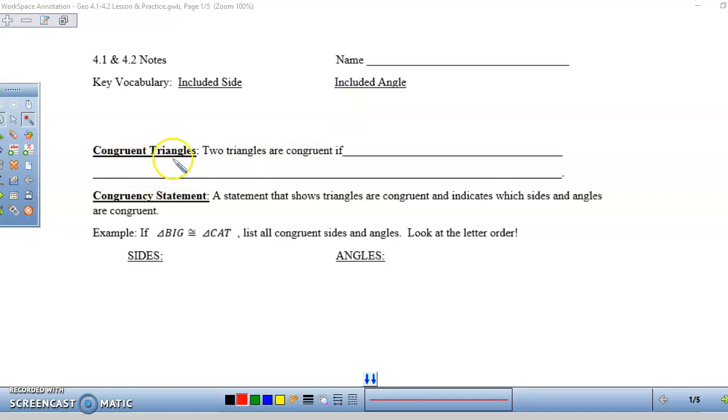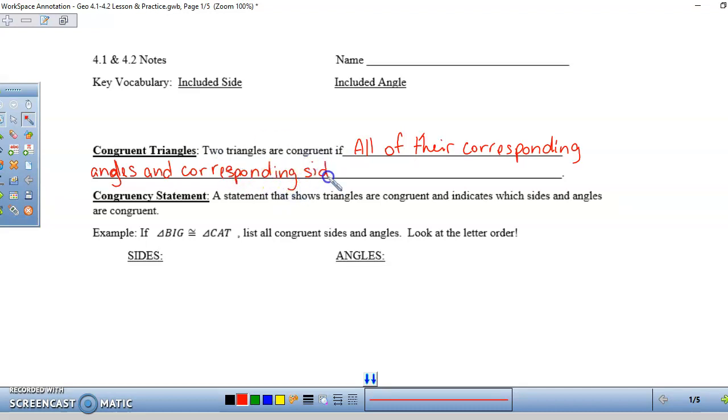But to start out with, the definition of a congruent triangle says two triangles are congruent if all of their corresponding angles and corresponding sides are congruent.